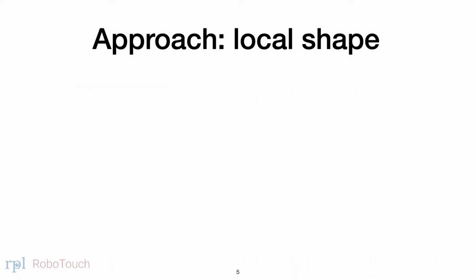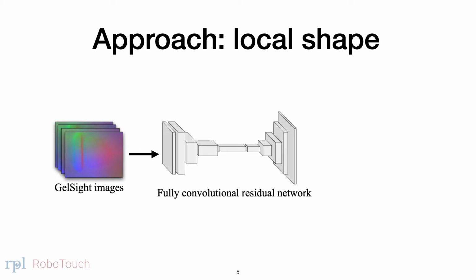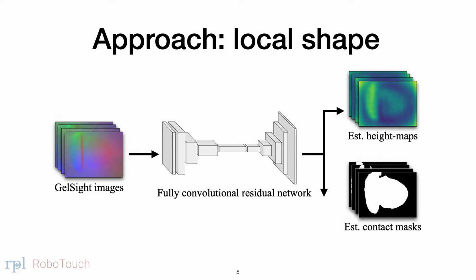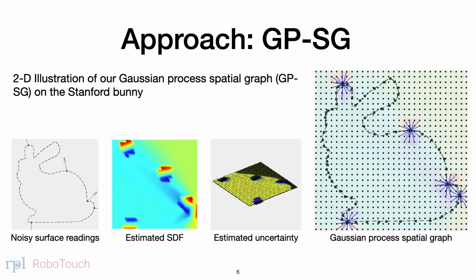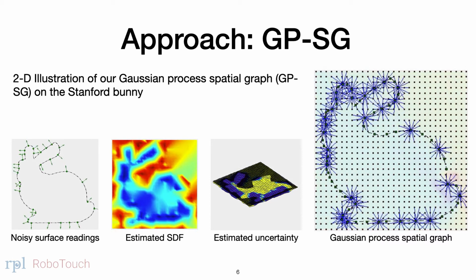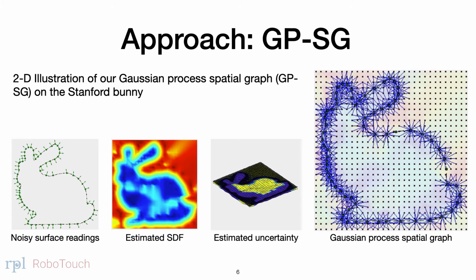To estimate local shape from touch, we develop a model that takes in GelSight images and learns the corresponding height maps and contact masks. Tactile simulation allows us to scale supervised learning to a wide range of objects and ground truth. For shape mapping, we illustrate this with 2D surface measurements on the Stanford Bunny. Measurements, either from touch or vision, are efficiently fused into our spatial factor graph as local Gaussian process potentials.